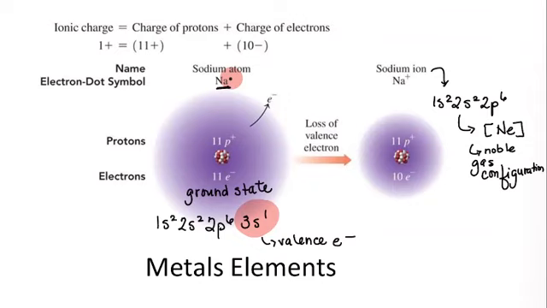Think about it using the analogy of being a human person. You want to be stable. Everybody wants to be stable. At the atomic level, that means that you have a full valence shell.